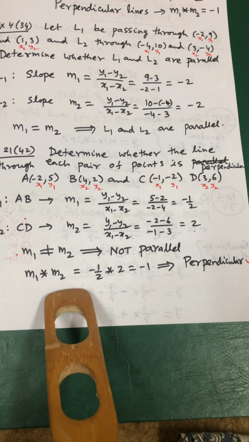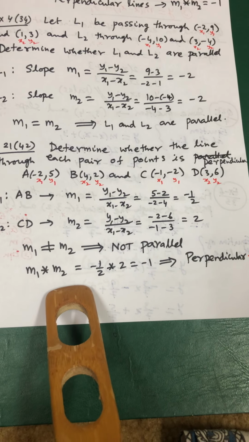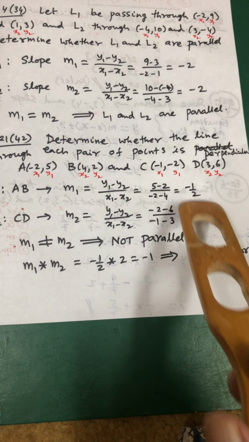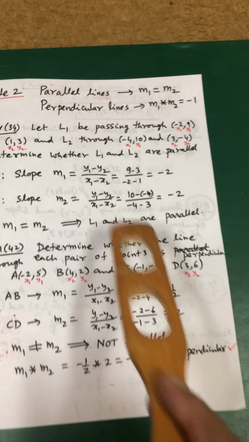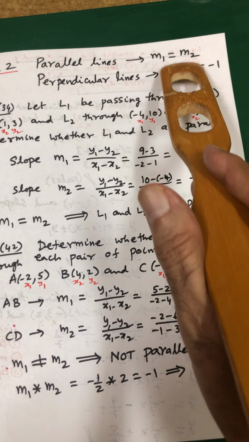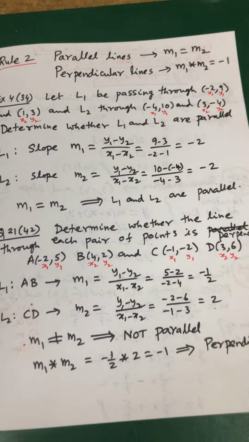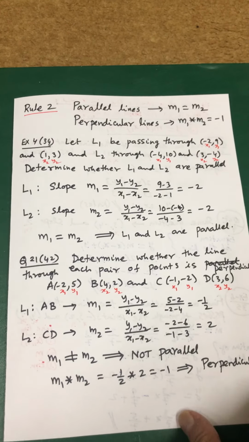So then you multiply M1 by M2. You multiply minus half by 2. M1 multiplied by M2 is equal to minus 1. You say perpendicular. See, here is the rule. If they are equal, you say parallel. If when multiplied you get minus 1, you say perpendicular. Let us do one more problem.